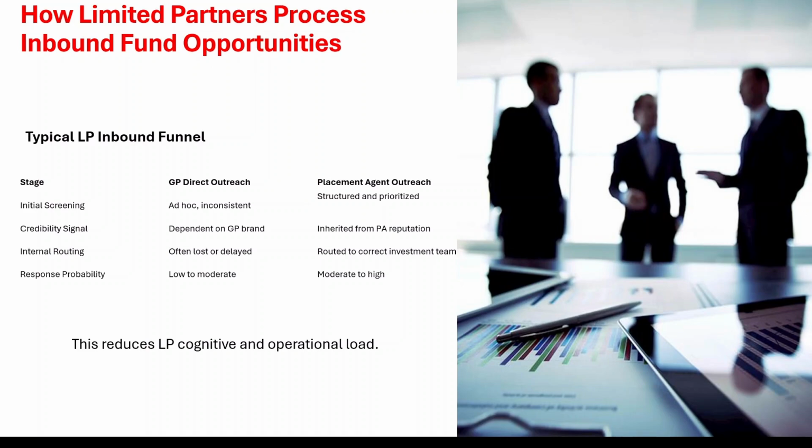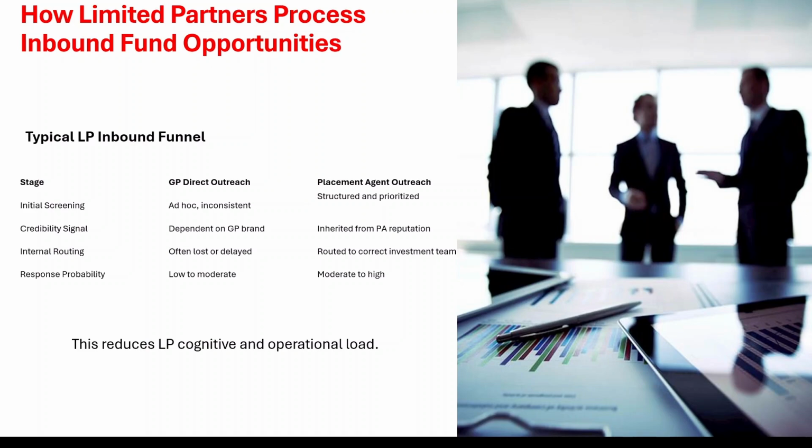Initial screening: if it's just general partner direct outreach, in other words, not using a placement agent, it's ad hoc and inconsistent. Whereas if you use a placement agent, the outreach is very structured and prioritized. Prioritized very much for the reason of reputation. Number two, the credibility signal is really dependent on the general partner brand. If they're doing a direct outreach, again, it's easier to raise funds the second time around. The very first time is very, very challenging. Obviously, you haven't gained a reputation at that point.